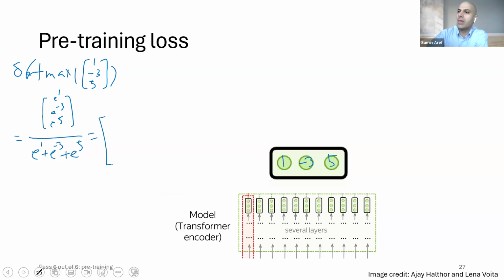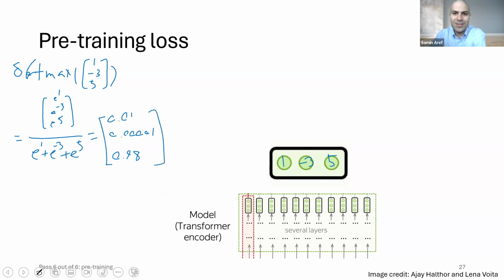So the result would be, let's say, e to the power of 5 is 2.7 to the power of 5, right? So it would be like 40, 50 something. When we divide it by this total, this will be the largest value. So it would be, let's say, 0.98. E to the power of -3 is very small, so this will be 0.0001, something like that. And e to the power of 1, 2.7 divided by 50 something or 60 something, it would be like 1%, something around that.